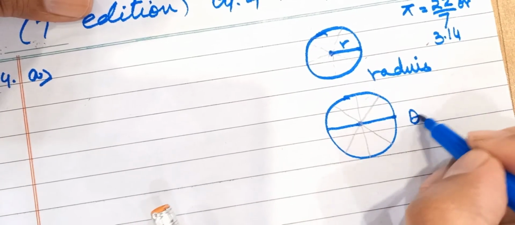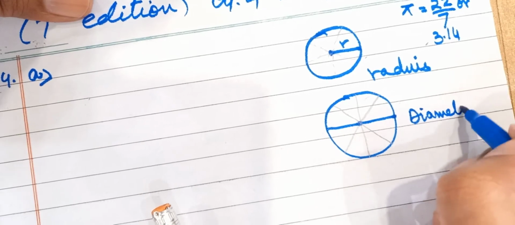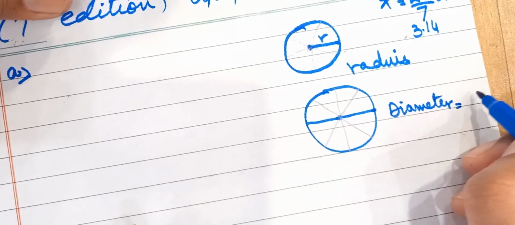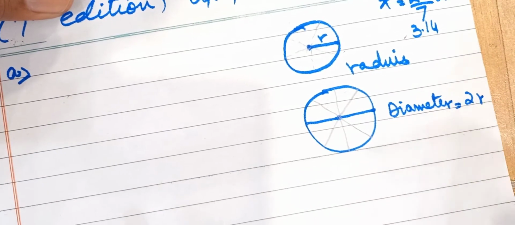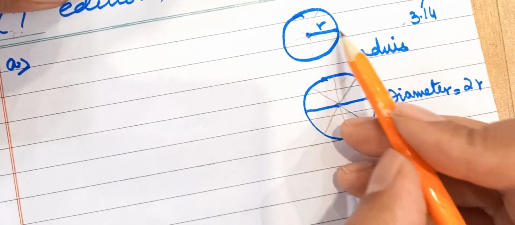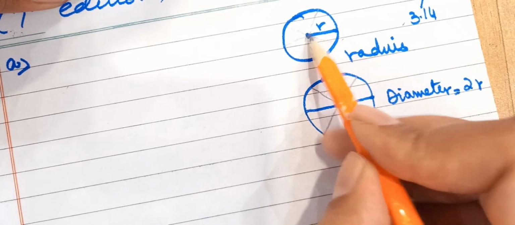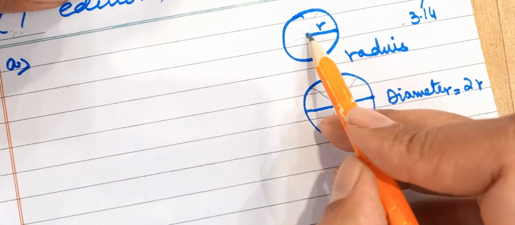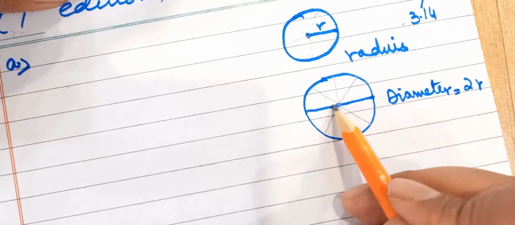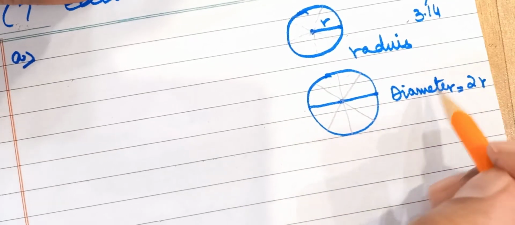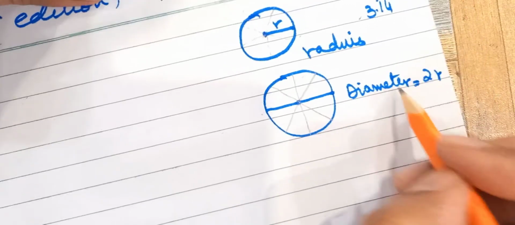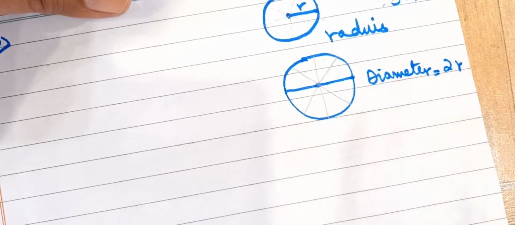So diameter is twice the size of a radius. Now you can understand, radius starts from the middle and touches one side. Diameter is double. So if radius is given, we can find out the diameter by multiplying it by 2.